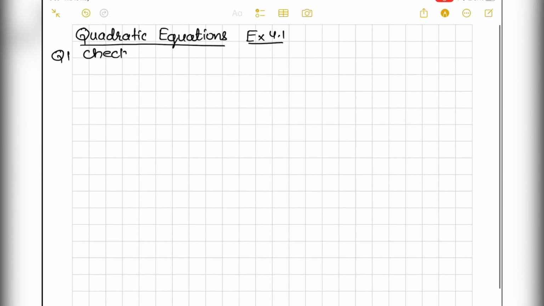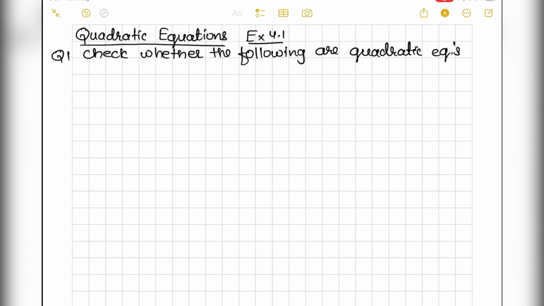Check whether the following are quadratic equations. So first one is (x plus 1) whole square equal to 2 into (x minus 3).